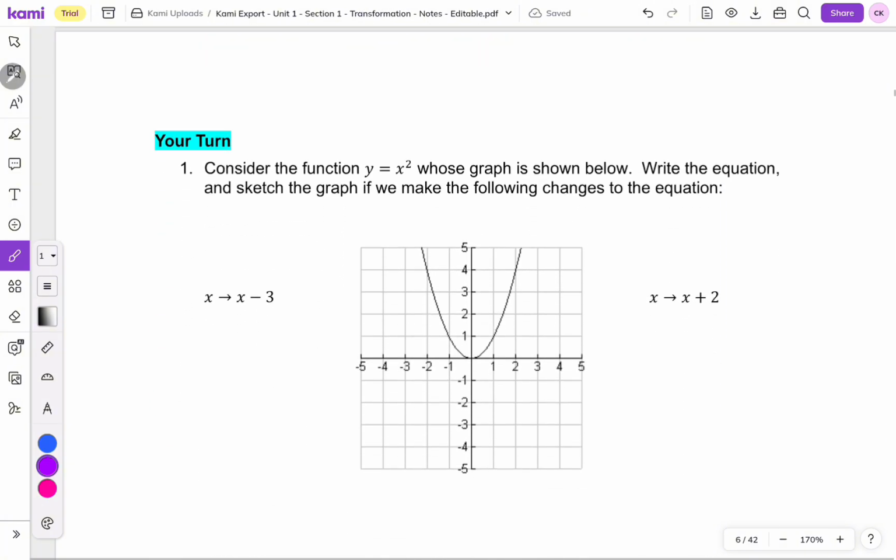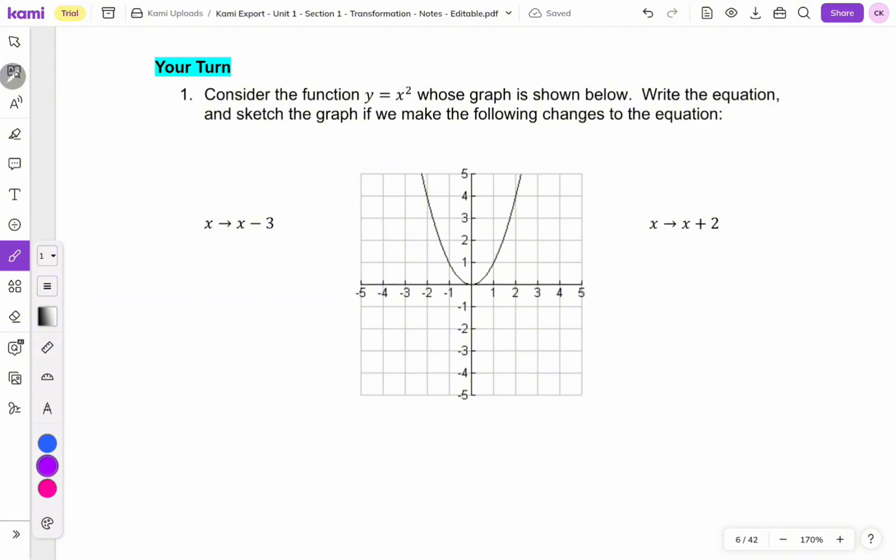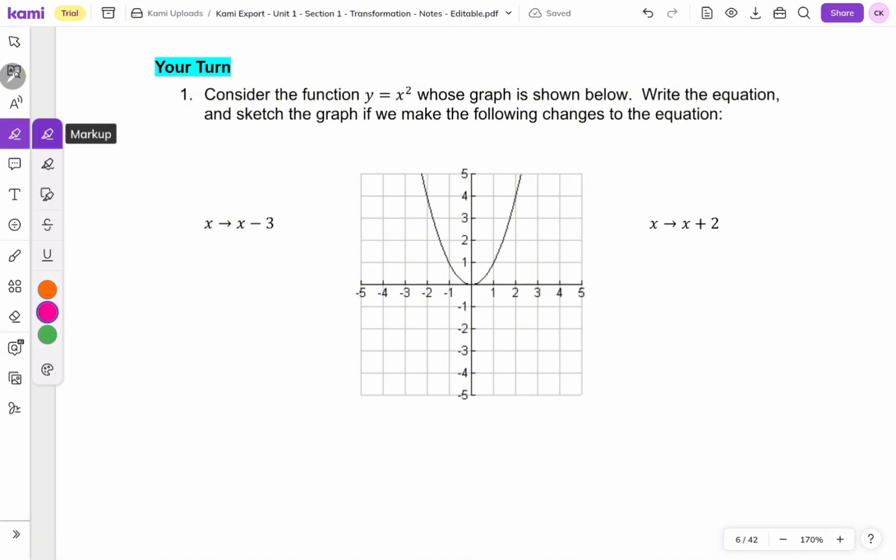So this is a your turn, which means pause the video, try it yourself, come back and see how you did. All right, you can see we're still working with the function x squared. It wants us to do two things. It wants us to write the equation, and it wants us to sketch the graph.